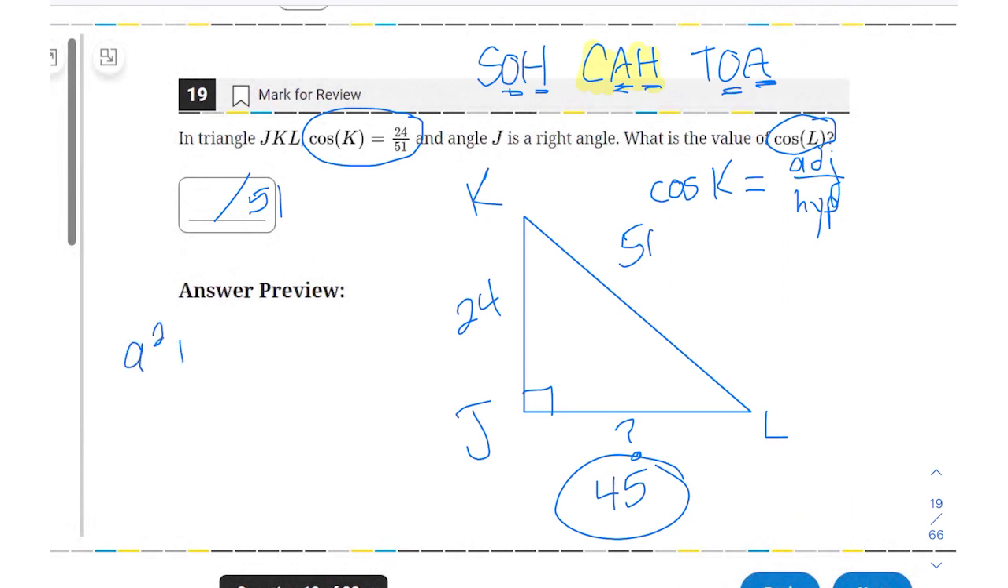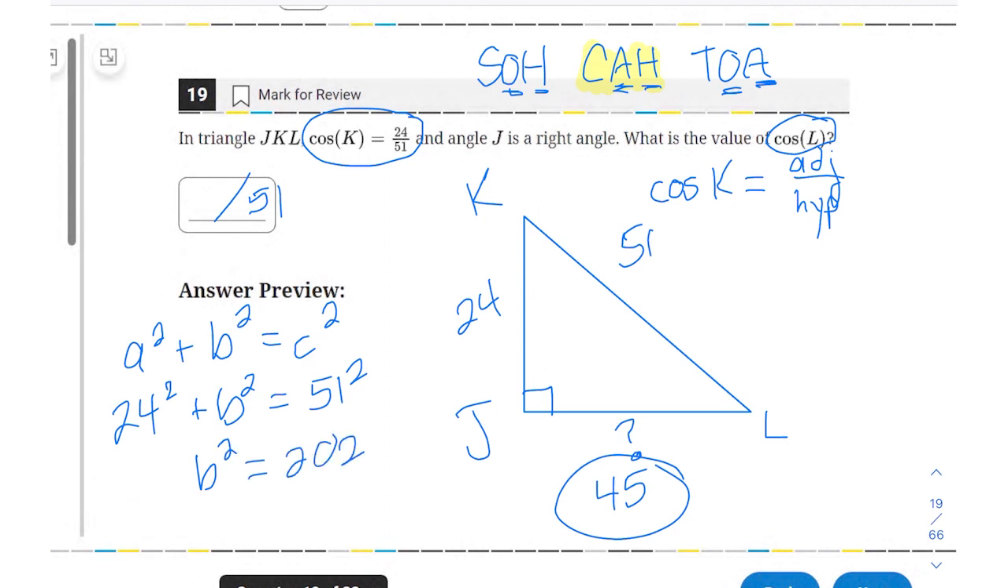We can do good old Pythagorean theorem and answer this relatively straightforwardly. We have 24 squared plus b squared equals 51 squared. And when we do that, we're going to get b squared equals 2025. After we subtract those and take the square root, b equals 45. So if you catch that Pythagorean triplet, that's amazing. You can save a little bit of work and a little bit of time. If not, no worries. The Pythagorean theorem is a great tool to rely on for finding the missing side of a right triangle. And now we know that our cosine of L is our adjacent side, which is 45 over 51.